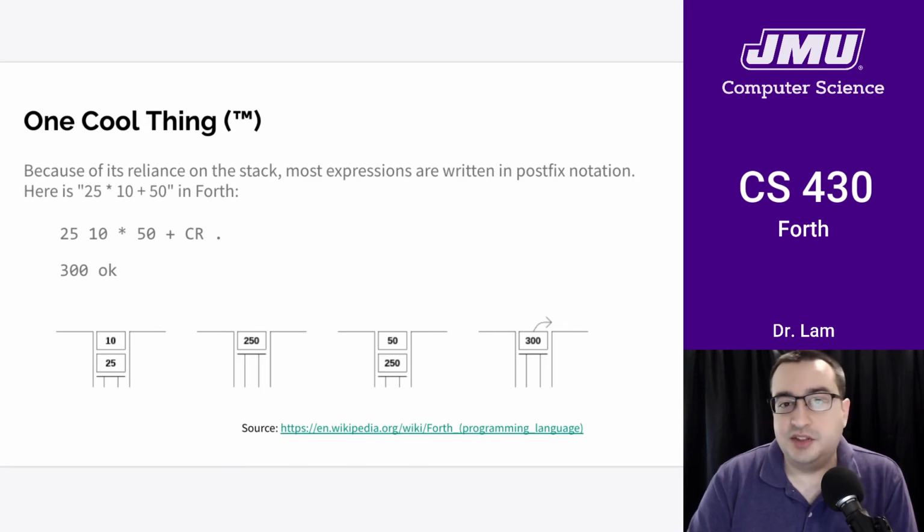So the one cool thing is that because of its reliance on the stack, most expressions in Forth are actually written in postfix notation. So 25 times 10 plus 50 is a mathematical expression, and here's how it would be written in Forth. So you have the 25 and the 10, and those would get pushed onto the stack, which you can see in the diagram there.